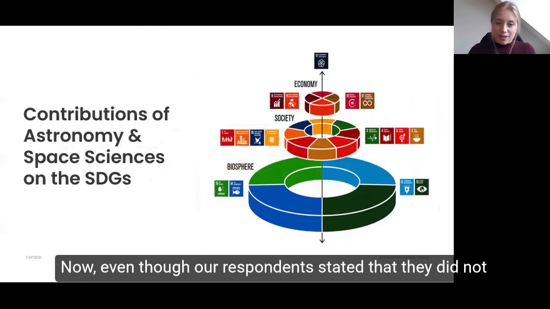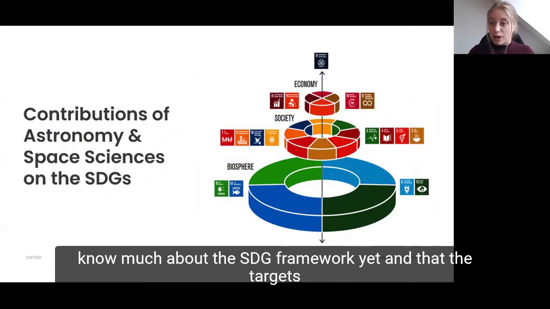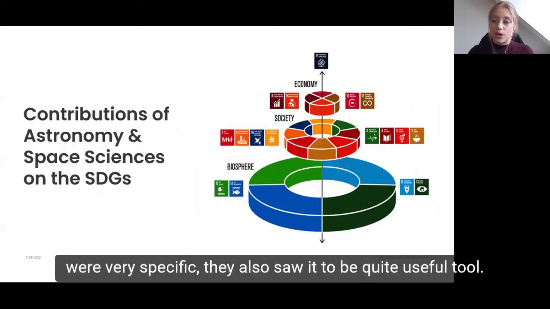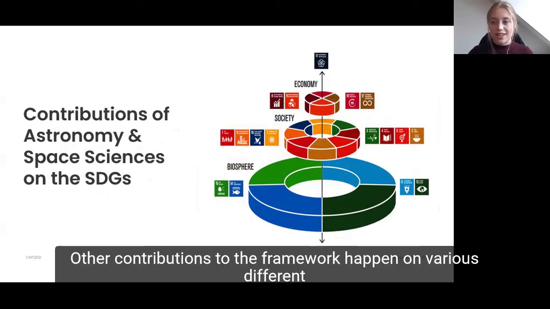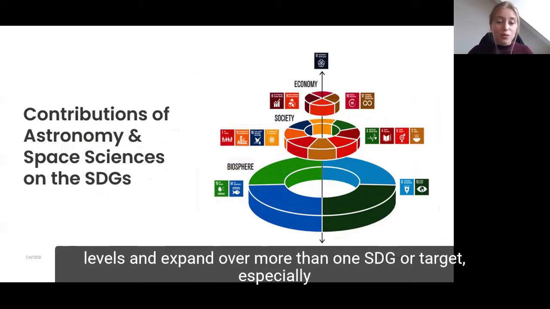Now, even though our respondents stated that they did not know much about the SDG framework yet, and that the targets were very specific, they also saw it to be a quite useful tool. And the contributions to the framework happen on various different levels and expand over more than one SDG or target.